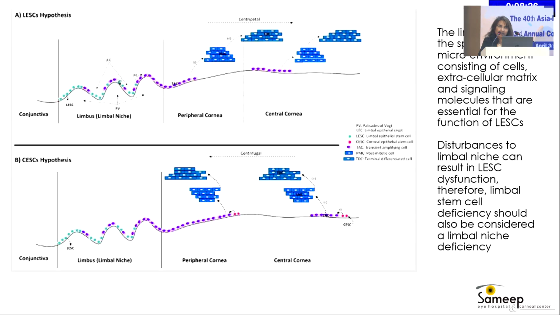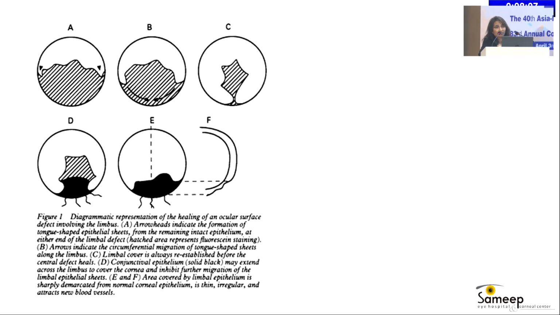So any damage or disturbance to this microenvironment can also lead to dysfunction of the limbal stem cells. Disturbance to the limbal niche can result in limbal epithelial stem cell dysfunction. Therefore, limbal stem cell deficiency should also be considered as limbal niche deficiency. This was a very famous and interesting schematic diagram proposed by Professor Dua.